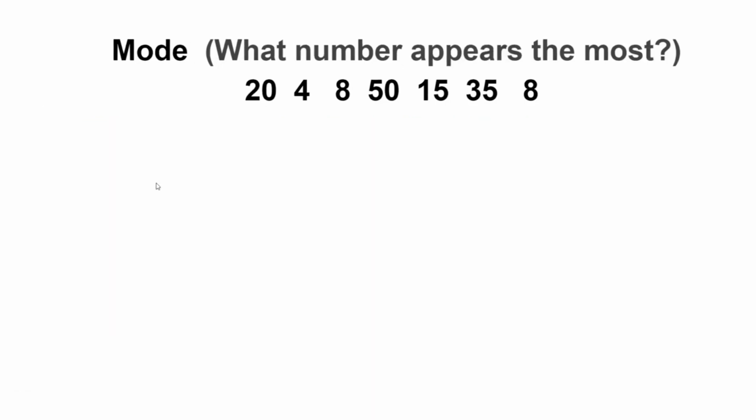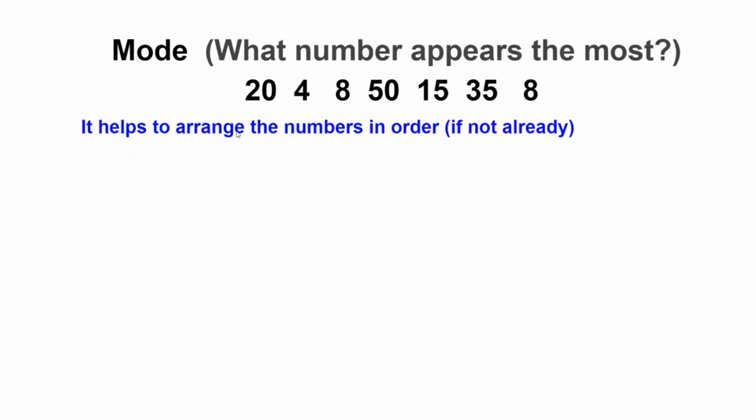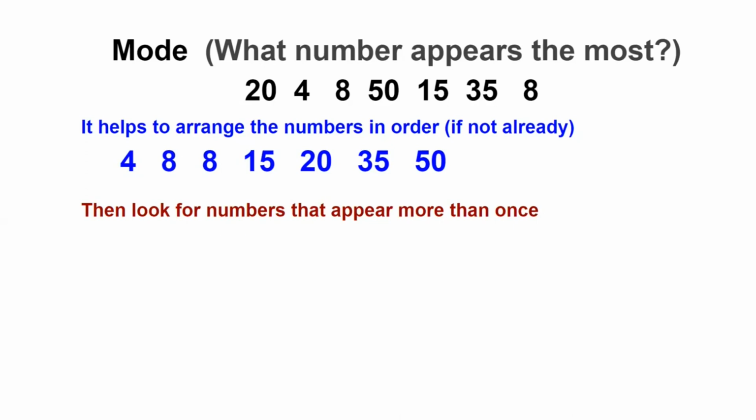Now the mode. Which number appears the most. It is helpful to rearrange the numbers in order to get the mode, but it's not absolutely necessary, but I will do it here. We'll put up that same list in order. And then as you scan from lowest to highest, it becomes clear when numbers are repeated. And that's what you're looking for, which numbers are repeated.